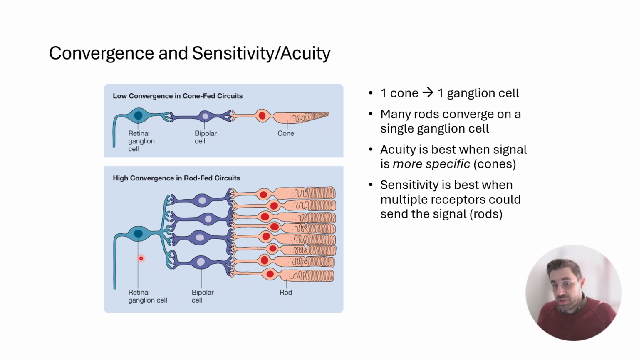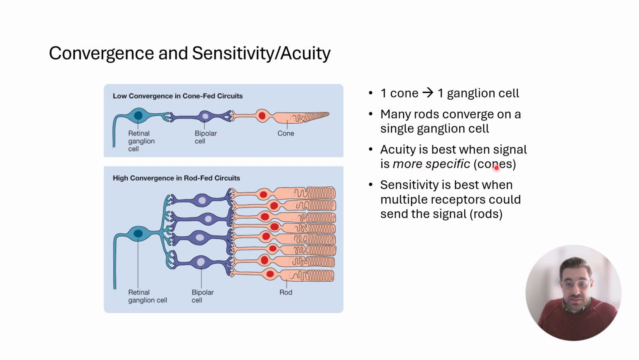And there's a couple consequences of this, right? One is that the cones are more specific. So every signal from this retinal ganglion cell we know came from this one cone, which means the light came from this one place in the world, right? So one cone, one neuron, one ganglion cell means that the signal is very specific. I know that it's coming from this part of the letter L, right?